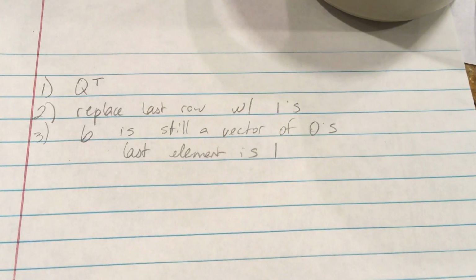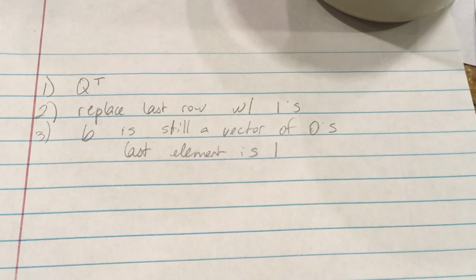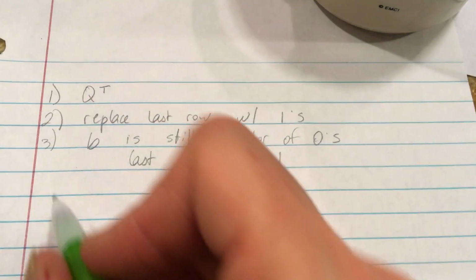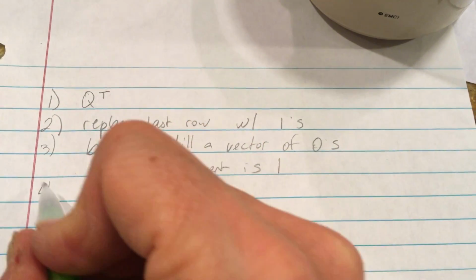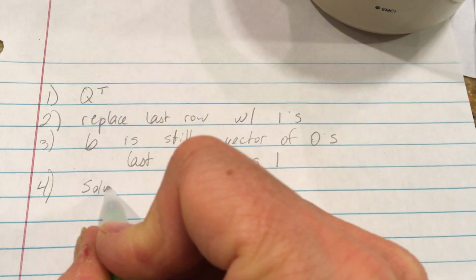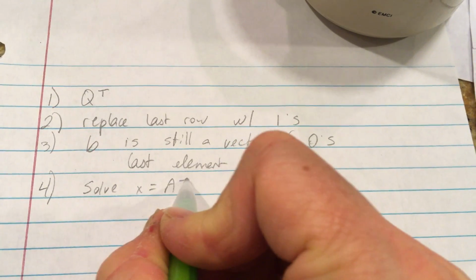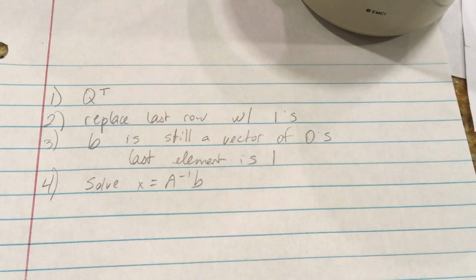So this is similar to what we did with the AX equals B model for discrete time Markov chains. And then, once we have A and B, we're going to solve X equals A inverse B. We can use MATLAB to do that.